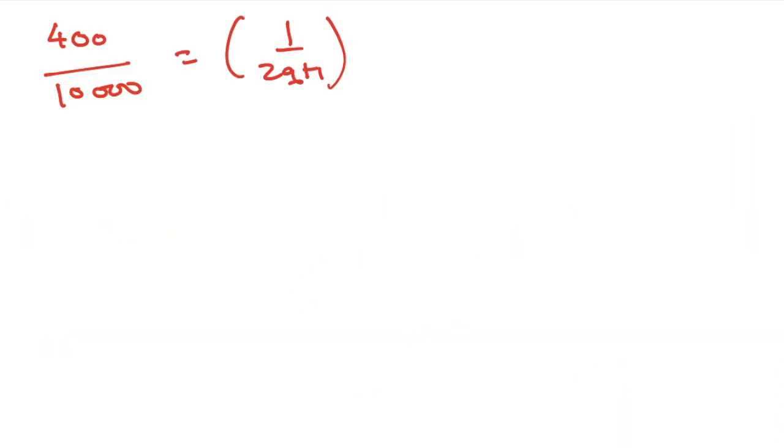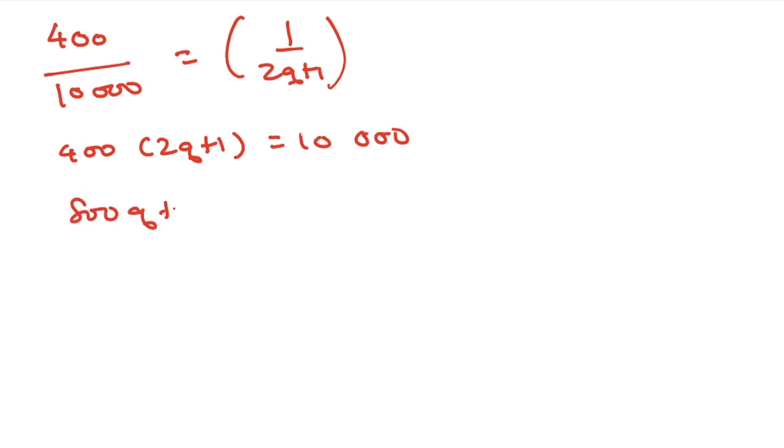Alright. Now, so you simplify it further. So we have 400. Okay, cross multiply, we have 2Q plus 1. Then we have 10,000 here. Okay, so 800Q plus 400 equivalent to 10,000.